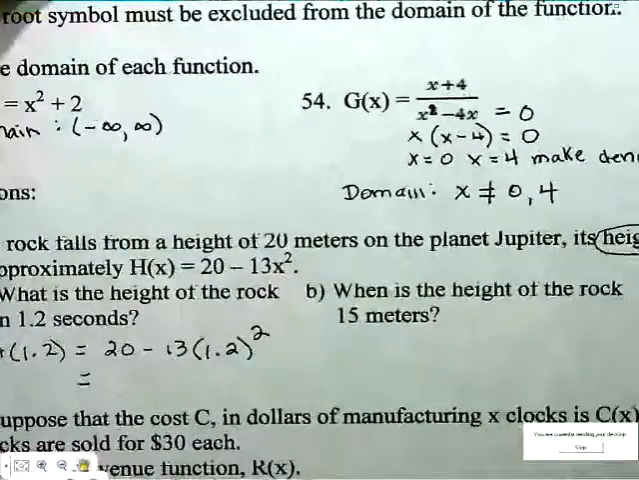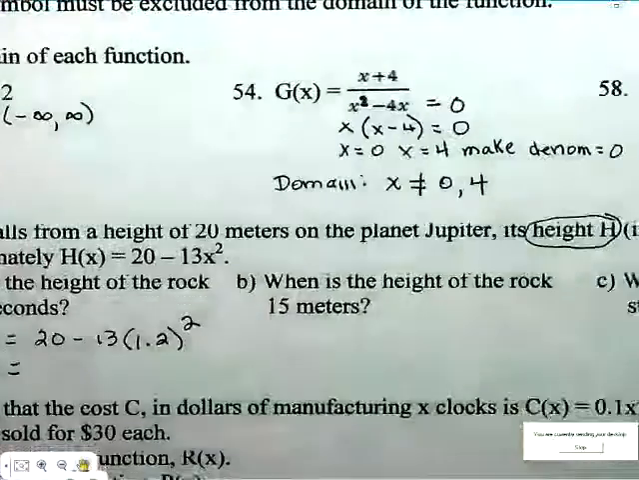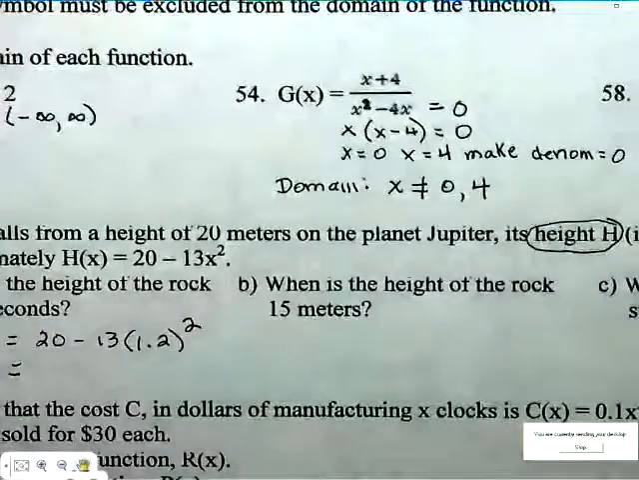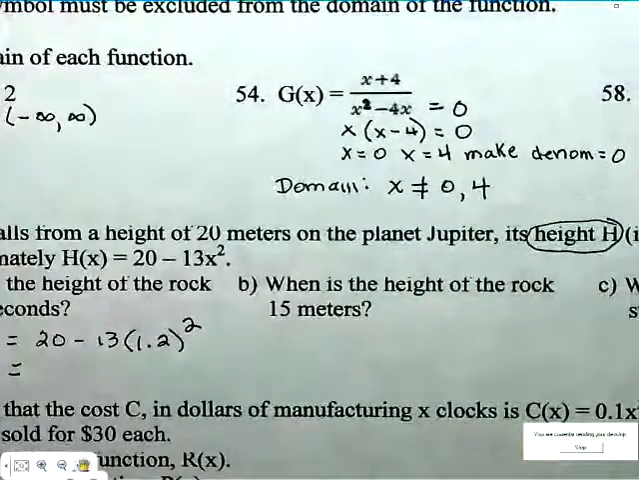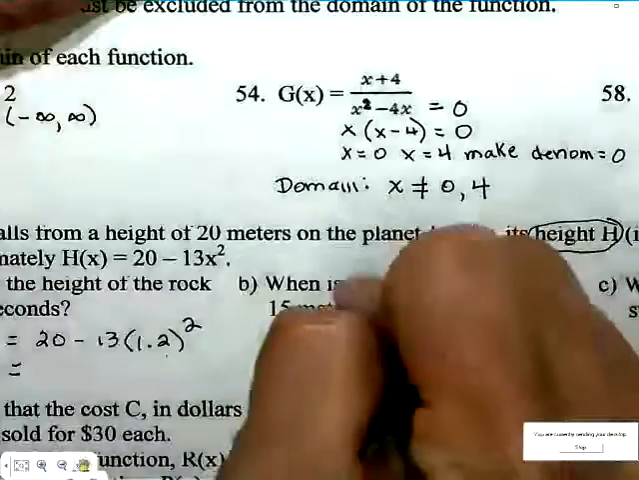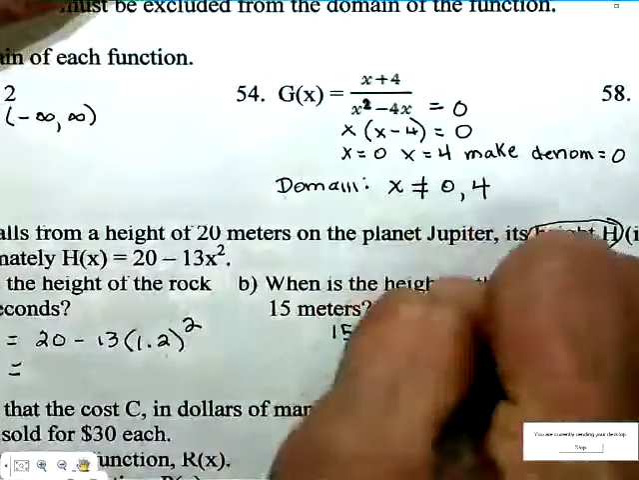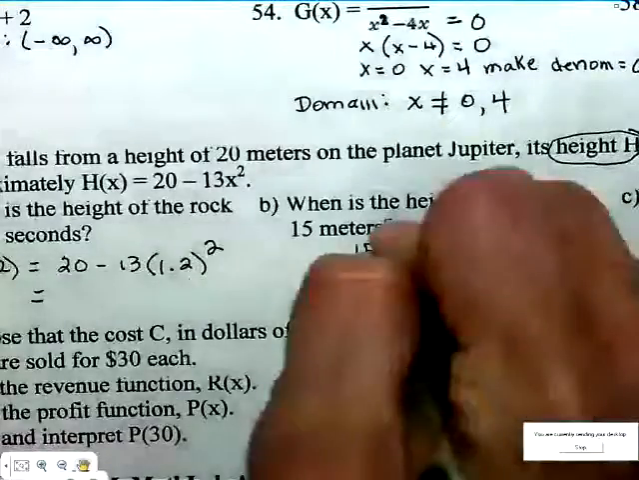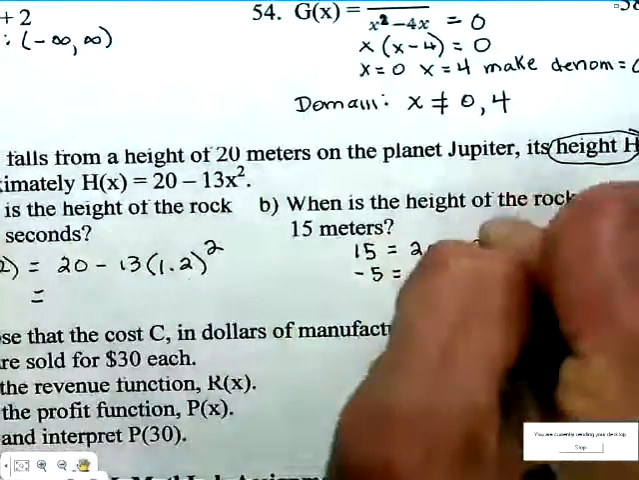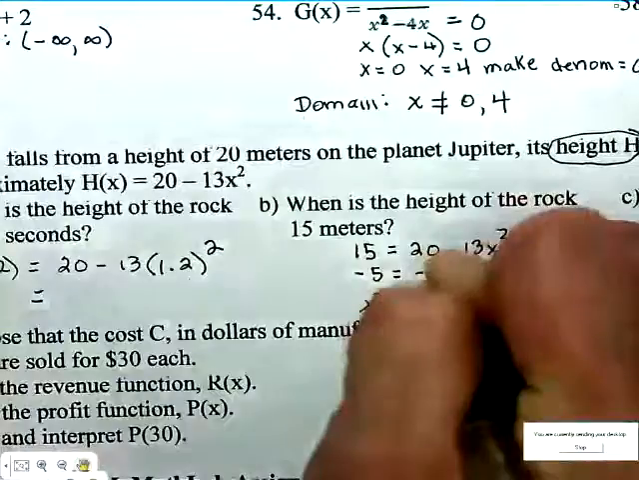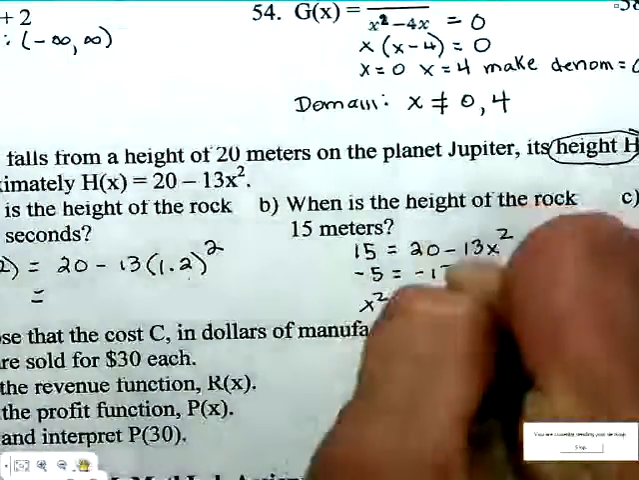The B part, when is the height of the rock 15 meters? When means I'm solving for which variable? The x, the time, when the height is 15. So let height be 15 and solve for x. You'd have to subtract 20 from both sides and then divide both sides by negative 13. Negative 5 divided by negative 13 is just 5/13.